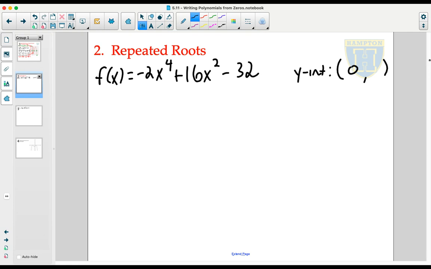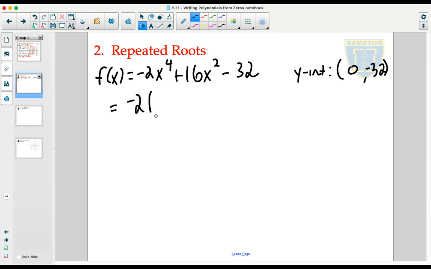Let's give a rough sketch of the graph of negative 2x to the fourth plus 16x squared minus 32. Based on this standard form of the polynomial, we can identify right from the beginning that our y-intercept is going to be at (0, negative 32). We'll want to factor and look for the zeros of the polynomial in an effort to increase the amount of detail we can add to our graph.